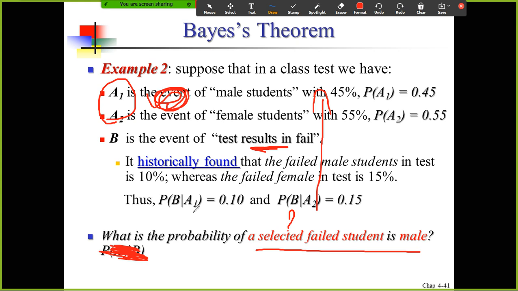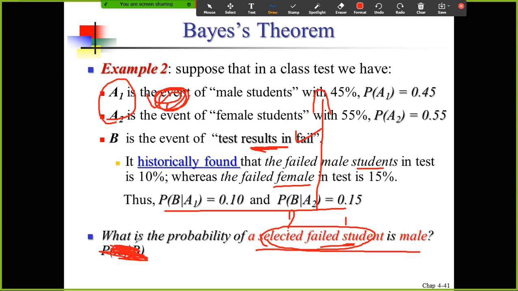But because, based on experience, they say fail male or fail female, it should be related to male and female above. That's why this should be the conditional one. But they say the probability of a selected student who fails. That's why fail is the second probability. Why is it second? Because it is told the second time. This is the first time.